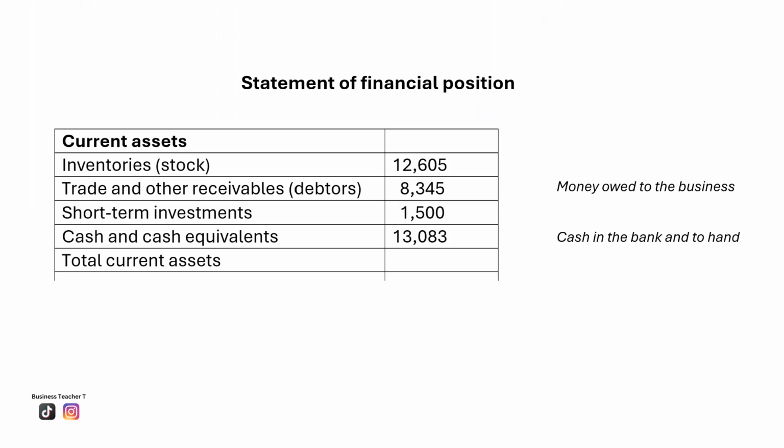Here is a snippet of the statement of financial position for a given company. We can see current assets are listed. Inventories, also known as stock, is £12,605. Trade and other receivables, debtors, which is money that is owed to the business, is £8,345. Short-term investments, £1,500. Cash and cash equivalents, £13,083, which is also known as cash in a bank or cash in hand, and the total current assets are £35,533. Let's take a look at these current assets in more detail.